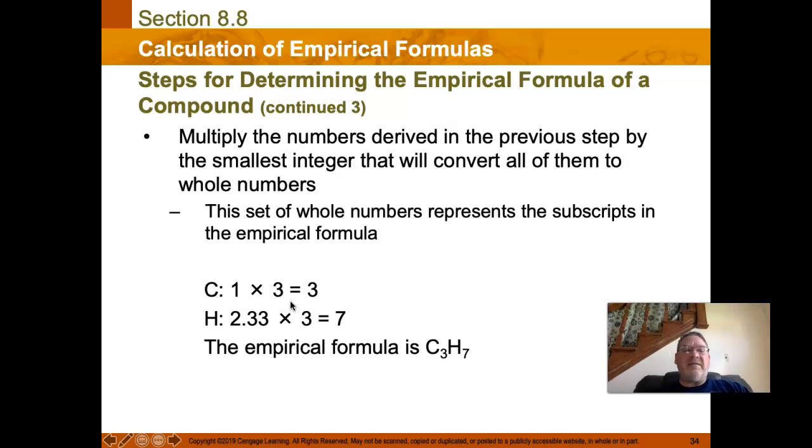And again, think about this. 0.33, we'll multiply it times 3. If our decimal was 0.5, you'd multiply it times 2. If the decimal was 0.25, multiply it times 4. And you see the empirical formula. So again, that's the simplest ratio for this particular compound.